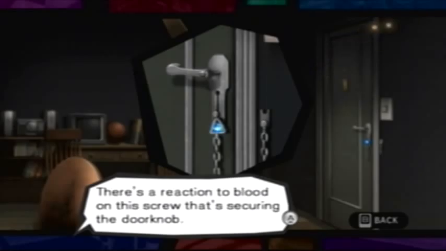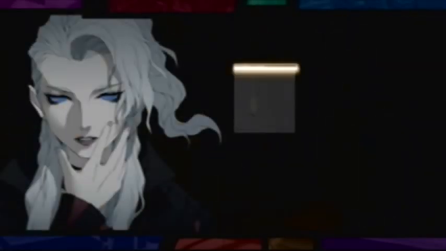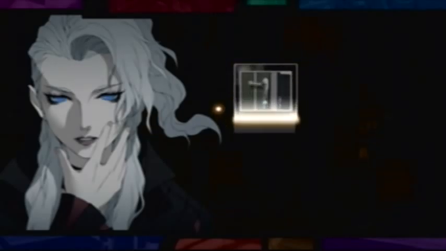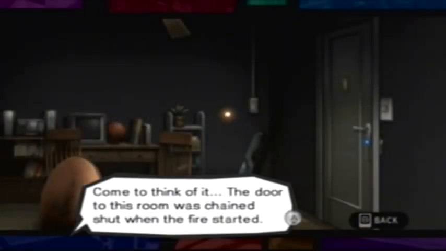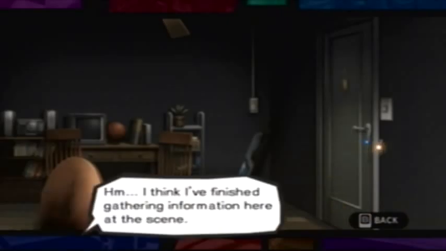There's a reaction to blood on this screw that's securing the doorknob. The screw seems rather loose as well. Come to think of it, the door to this room was chained shut when the fire started. Could this be related to that in some way?